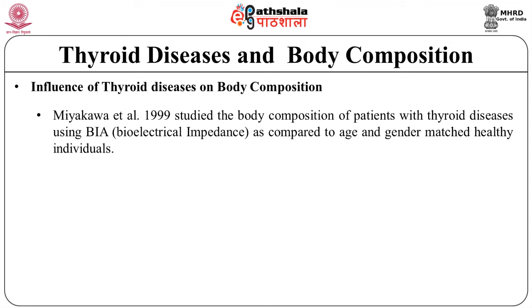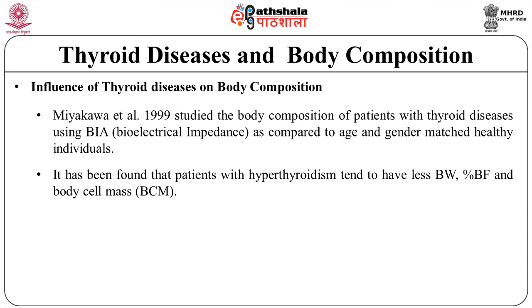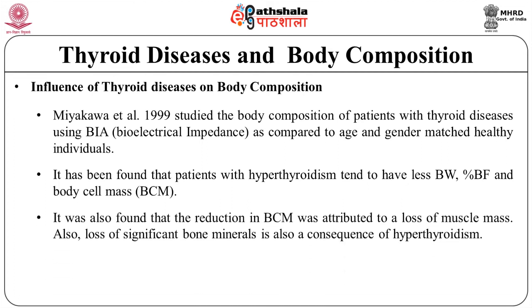Maikawa et al. 1999 studied the body composition of patients with thyroid disease using BIA, which is the bioelectric impedance technique, as compared to age and gender matched healthy individuals. It has been found that patients with hyperthyroidism tend to have less body weight, body fat percentage and body cell mass, BCM. It was also found that the reduction in BCM was attributed to a loss of muscle mass. Also, loss of significant bone mineral is a consequence of hyperthyroidism.